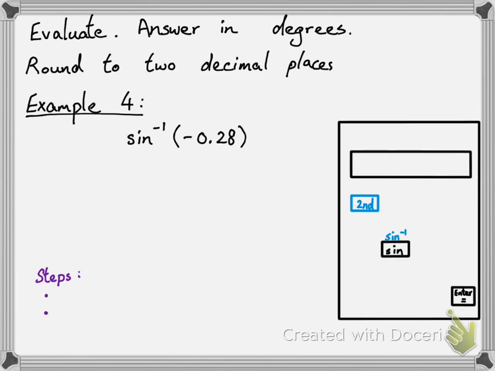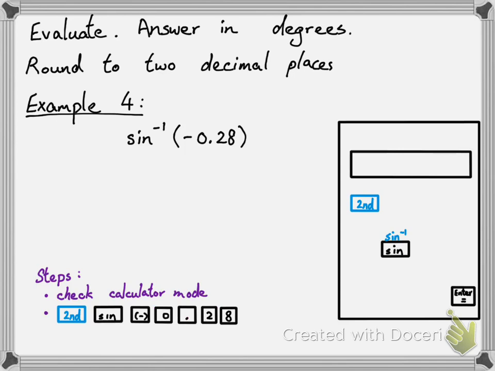Example number 4, sine inverse of negative 0.28. Please feel free to pause the video so that you can give it a try. Very nice. We have to first check the calculator mode in degrees. Then we will press second sine, that means sine inverse of negative 0.28, enter, and your final answer is negative 16.26 degrees. Again, be sure you will include the unit.